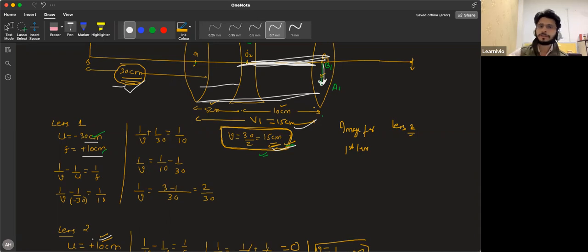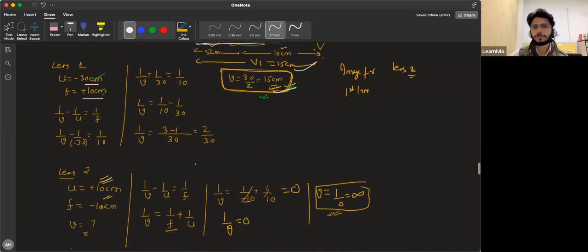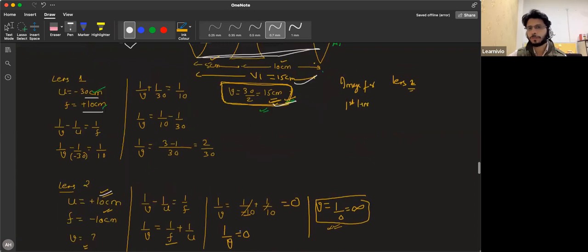It's infinite for the second lens, na? u is 10, f is minus 10. So just put 1 by 10 minus 1 by 10. It's 1 by v equals 0. v comes out to be infinite. Good, Nabil, it's infinite. So for the second lens, the image distance is infinite. And the image of the second lens is acting as an object for the third lens. Now repeat the calculation again for the third lens and tell me what is the image distance for the third lens.